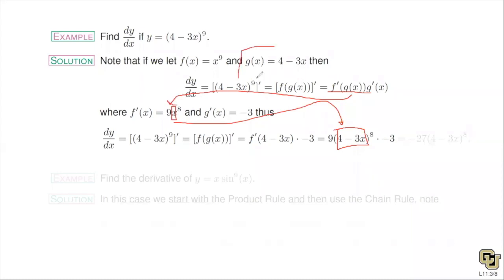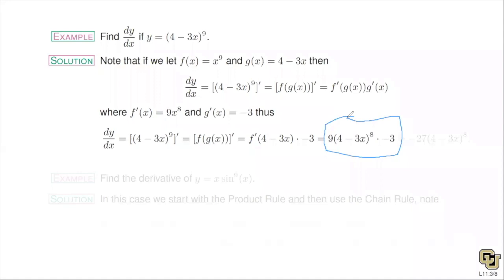And g prime was very easy. g of x is 4 minus 3x. So g prime is just the constant -3, which I've multiplied right here. So as far as the derivative goes, this is the derivative. But we have one final step where we want to simplify it, combine any like terms. And here, 9 times -3 is -27. So this is the chain rule in all its glory.